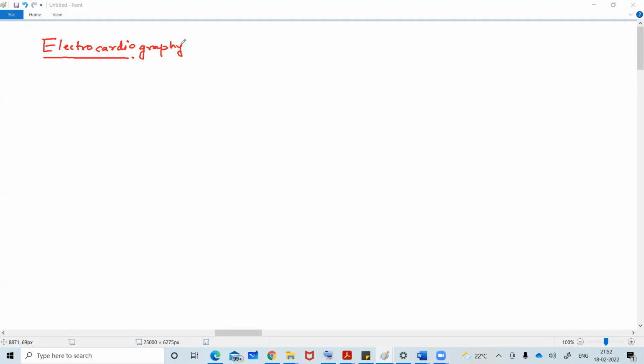Actually, electrocardiography is a machine which is also called EKG, or you can say ECG. It's the same thing. The main function of this machine is to record the electrical activity of the heart, how it is functioning electrically, right?